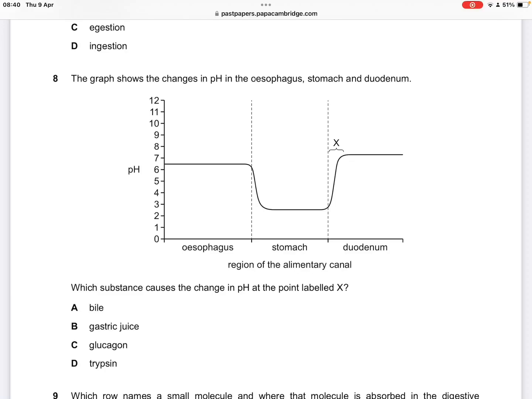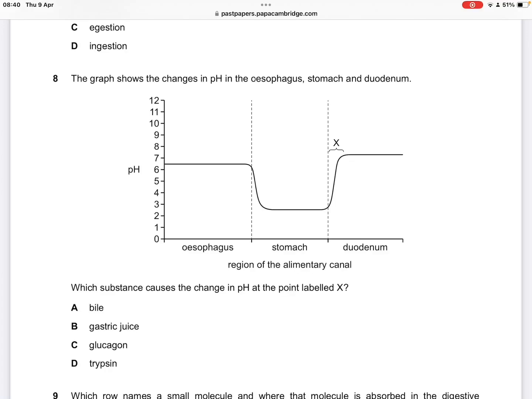We can see the pH is not quite neutral in the esophagus, slightly, I wouldn't say acidic, but just under a neutral pH. Then it drops to quite a low pH in the stomach, and then it goes back up again. It slightly overshoots neutral to slightly alkaline in the duodenum.